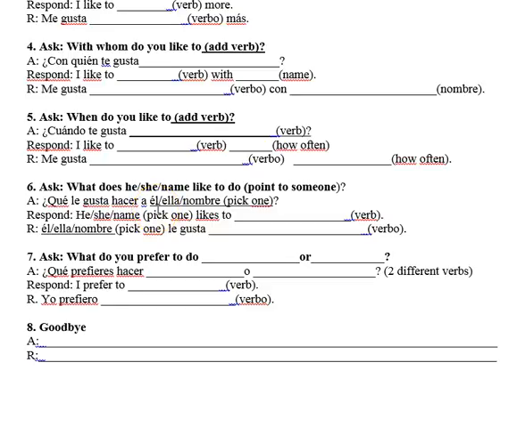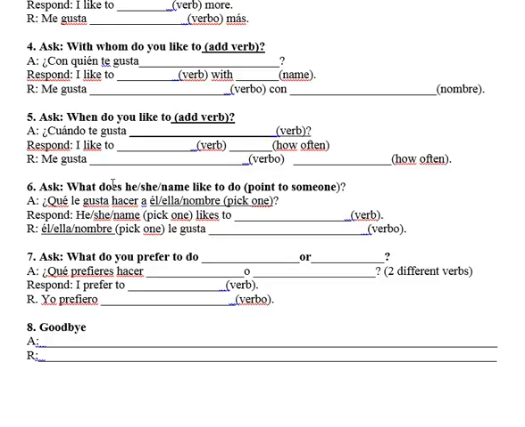Number 6. Now I'm going to say how to ask it 3 different times because I'm going to say he, I'm going to say she, and I'm going to pick a name. So the first one, ¿Qué le gusta hacer a él? Repeat, ¿Qué le gusta hacer a él? Now we're going to have the one for she. ¿Qué le gusta hacer a ella? Repeat, ¿Qué le gusta hacer a ella?